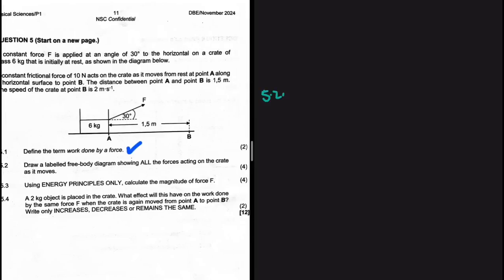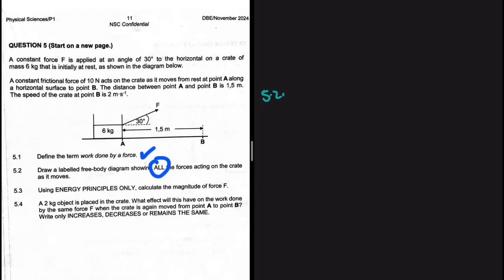Draw and label a free body diagram showing all the forces acting on the crate as it moves. At least in 5.2, we're supposed to draw a free body diagram showing all the forces. Because in question Q, we're supposed to draw a free body diagram showing only the horizontal forces, not vertical forces. If you include the vertical forces, you probably lose some marks. Okay, so let's go through the question statement and see what is happening.